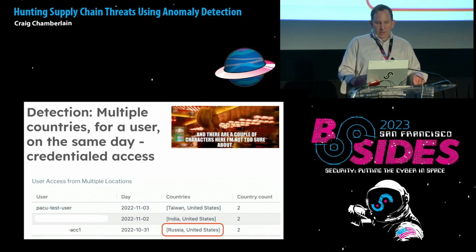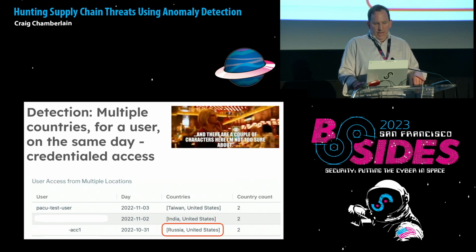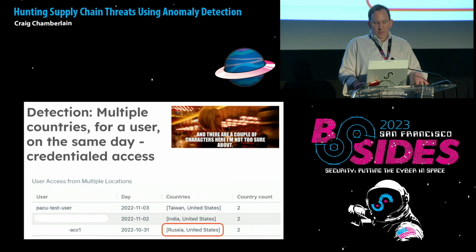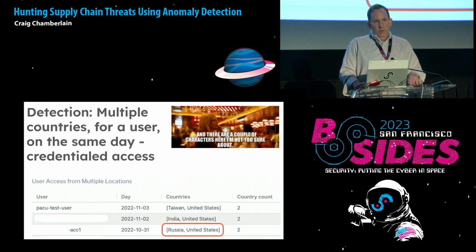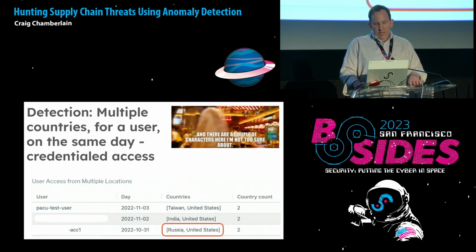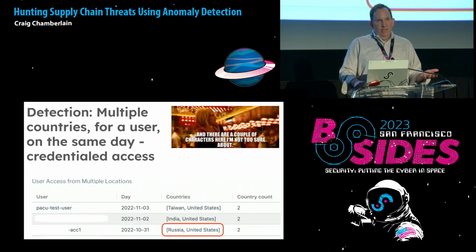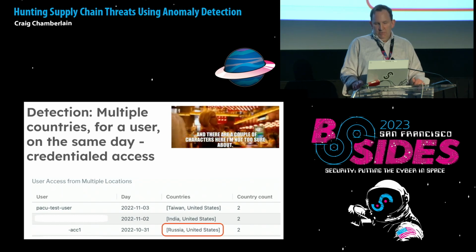What it's outputting there is that the user account authenticated from two different countries at the same time. So at the same time period, they were authenticated from two different countries. And one of the countries simply doesn't make sense because there isn't any kind of business relationship.